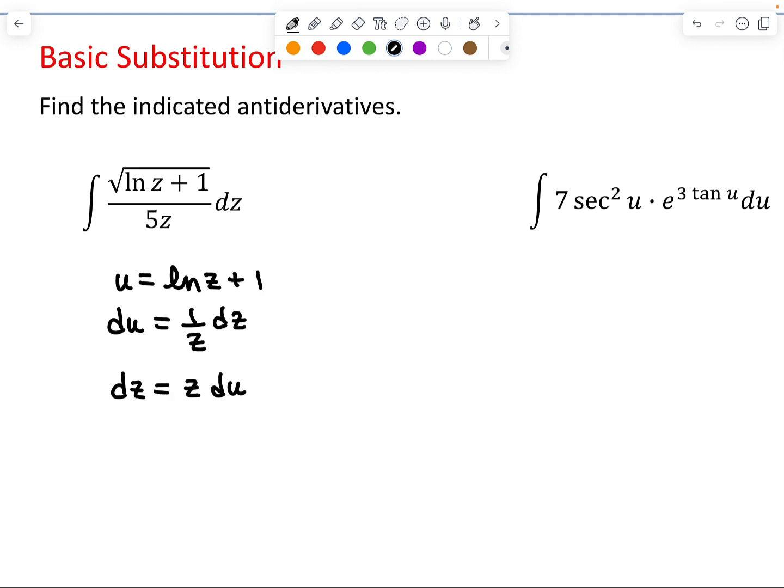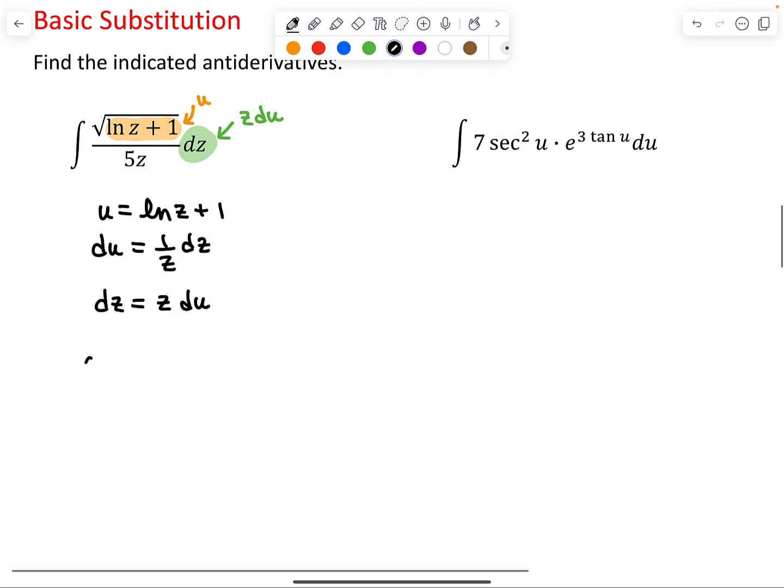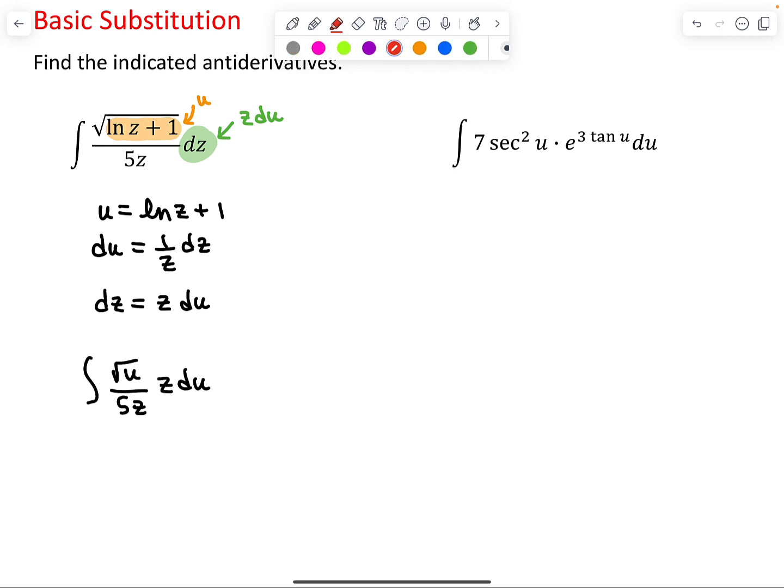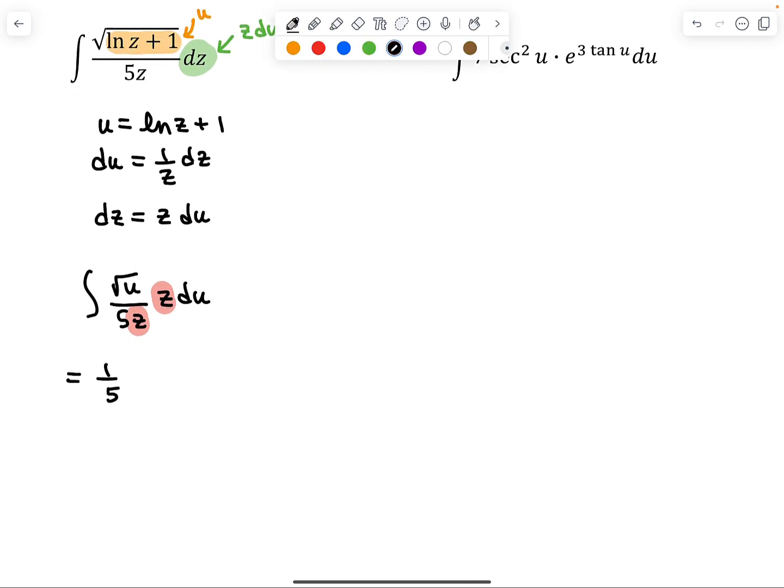And now I'll do two substitutions. The radicand will be converted to u, and the differential dz will be converted to z times du, and make only those two changes. So this becomes an integral of the square root of u. We have division by a 5z, and then our dz becomes a z du. And sure enough, we do see cancellation of the z's, and that 5 in the denominator can be factored to the front as a 1/5. Square root of u can be converted to u to the 1/2.